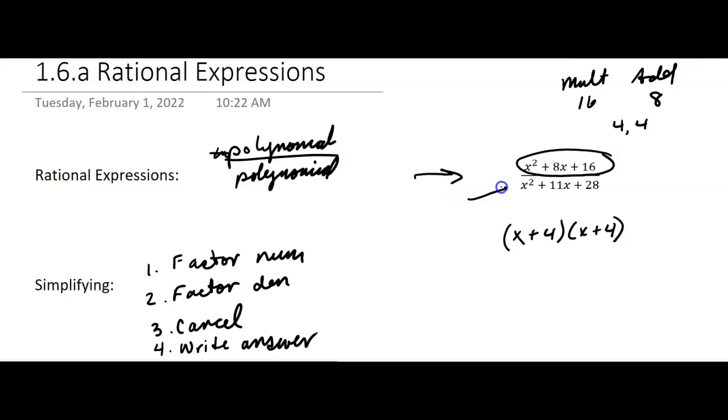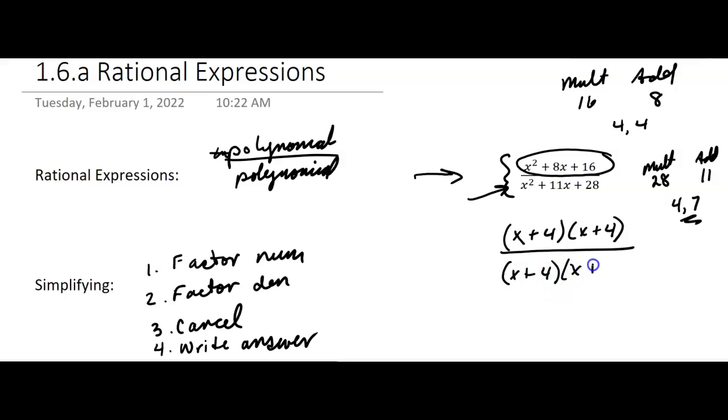Okay, now we're going to look at the denominator and factor that. So I want two numbers that multiply to be 28 and add to be 11. And that's going to be 4 and 7. So, by the way, both of those polynomials were trinomials, and they both had a leading coefficient of 1. Okay, so we got 4 and 7 as the two numbers. That means we'll have a factor of x plus 4 and a factor of x plus 7 in the denominator.